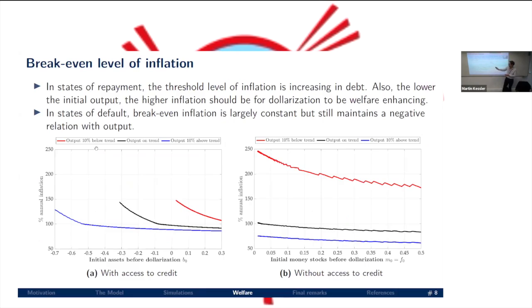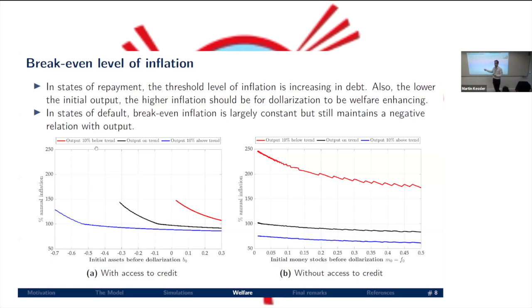And it's plotted as a function of initial assets. So the further we go, the more debt, the more initial debt you have. And the numbers are percentage annual inflation, but permanent. Okay, so these numbers mean that, for instance, an economy that has initial output 10% below its trend would dollarize if inflation was around 150% a year permanently, forever.